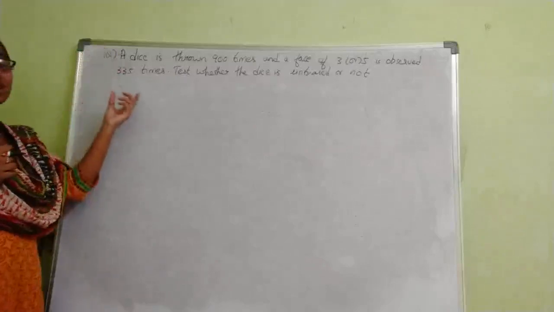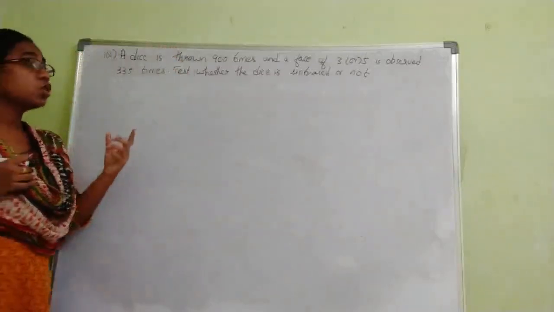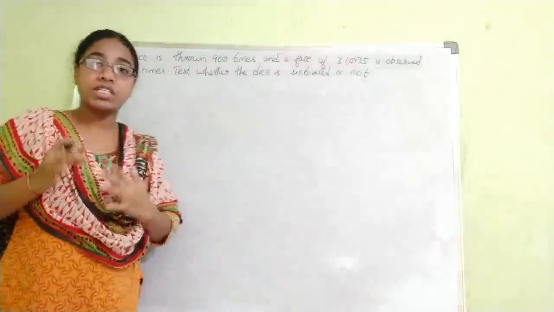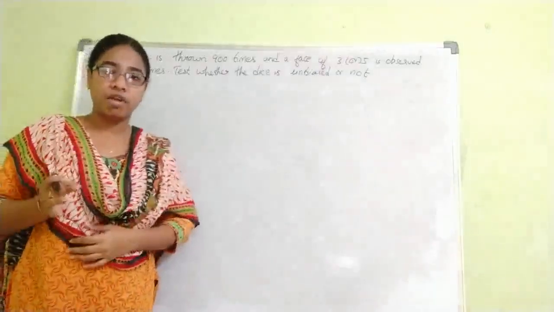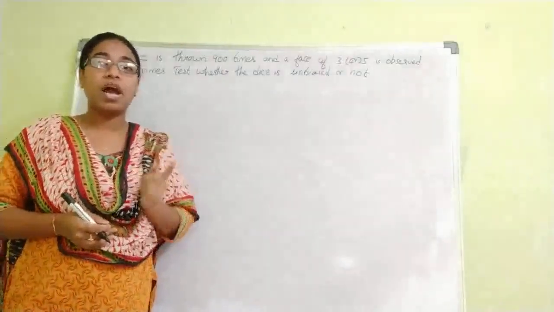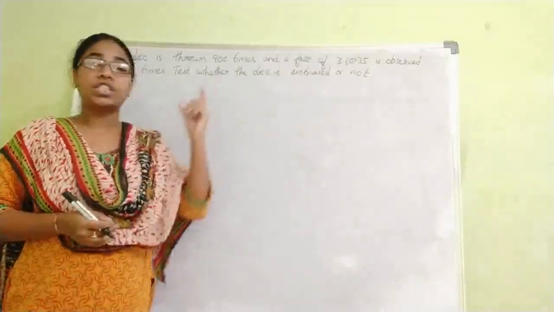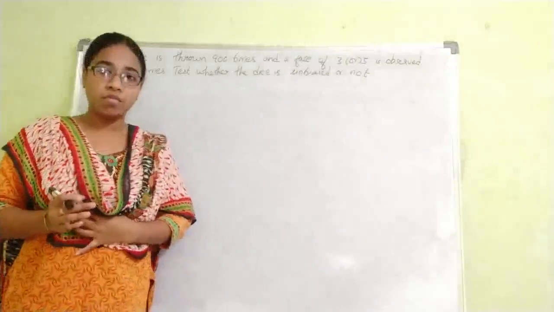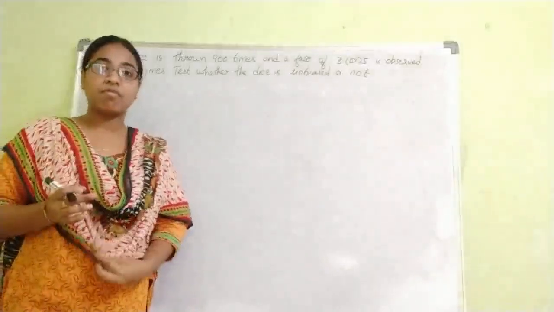So X success among n trials. Nowhere in your questions will they specify which test you have to use. By seeing and observing the problem, you have to decide which type of question it is, which test you have to apply.